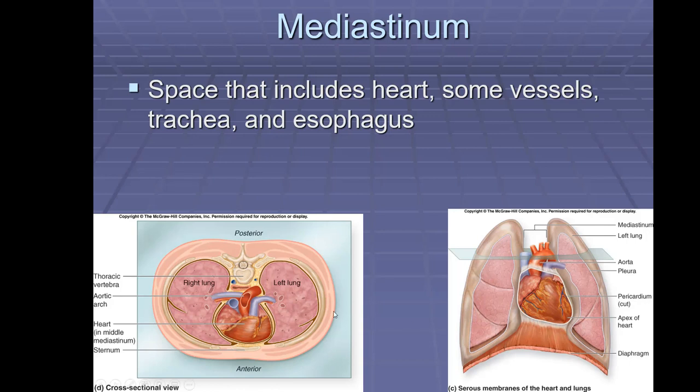The heart is the big thing here. So if you look at a cross section at the level of the heart, you can see that the heart sits between the lungs. It's in front of the vertebra, and it's behind the sternum or breastbone. So that space that's surrounded by the breastbone, the lungs, and the vertebra, that's called the mediastinum. And that's where the heart sits. So it's a space, it's not a true cavity, but it's a space that includes the heart.